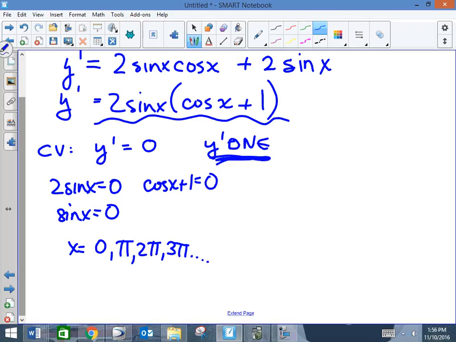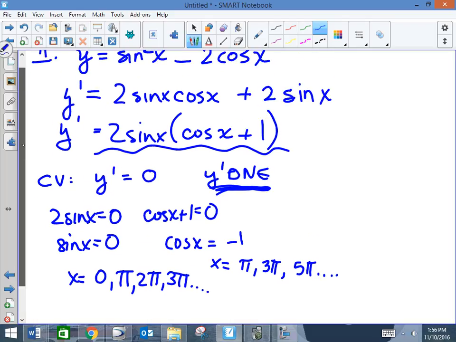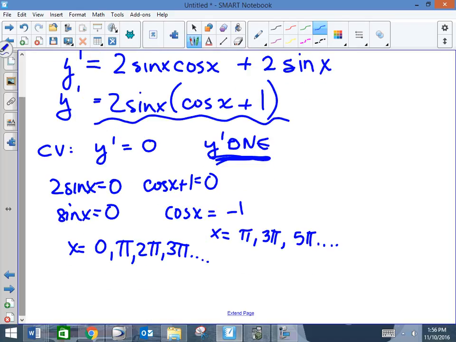Over here, cosine of x equals -1. Where's that? Pi, and 3 pi, and 5 pi, and so on. Okay? So pi. All right. Now, so those are our critical values.